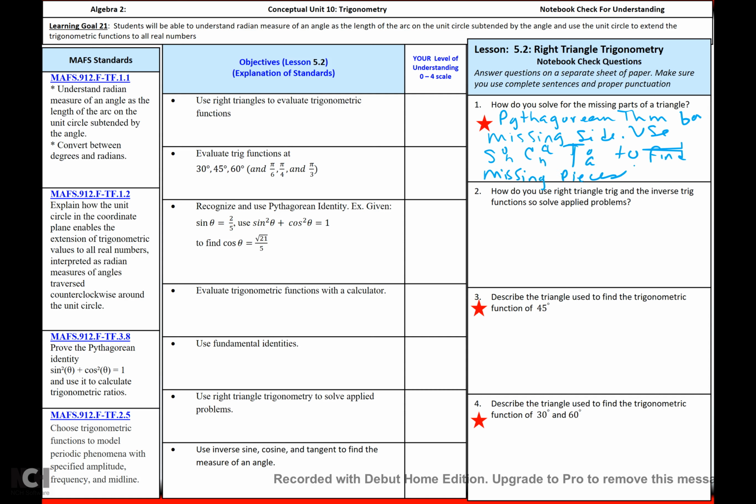Describe the triangle used to find the trigonometric functions of 45 degrees. So you've got to remember, in a 45, 45, 90, the legs are 1 and the hypotenuse is the square root of 2. For a 30, 60, 90, remember that 2 is on the hypotenuse. Square root of 3, you'd think is across from 30, but it's not. And 1 is over here.